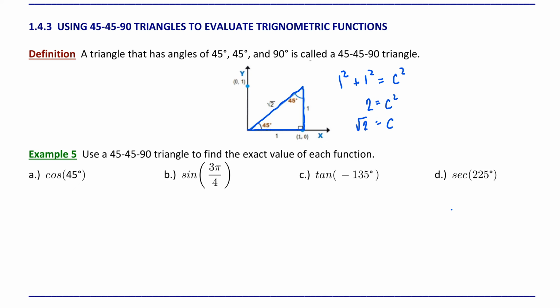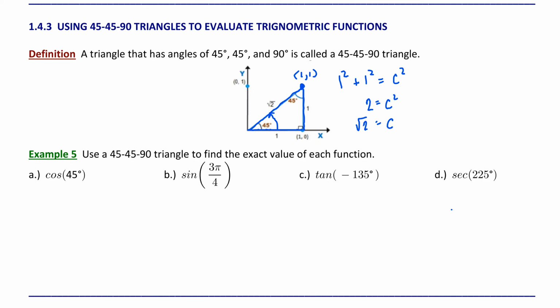Recall that to evaluate the 6 trigonometric ratios at a specific angle, we need a point on the terminal side of that angle. A convenient point to use, as you'll see, at least here in quadrant 1, is the point 1, 1. Let's try to use this special triangle to evaluate the following trig ratios. We'll begin with cosine of 45 degrees. Now, the diagram that we have above will be sufficient for evaluating cosine of 45 degrees.